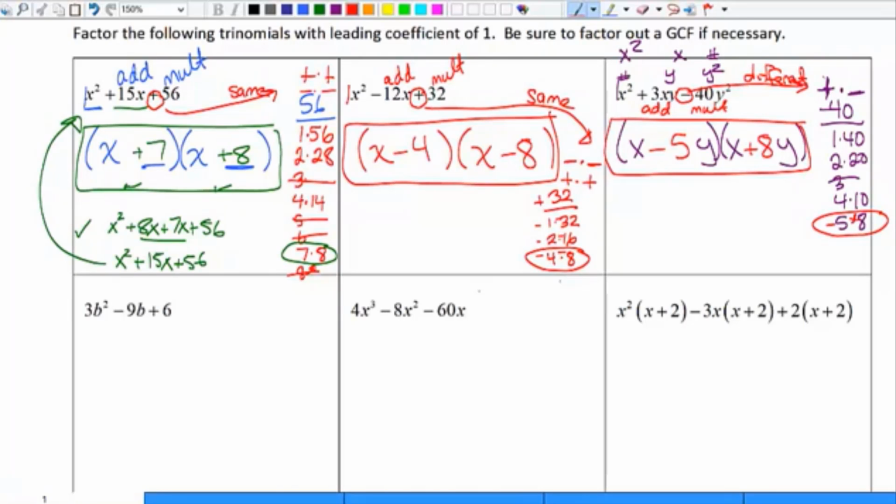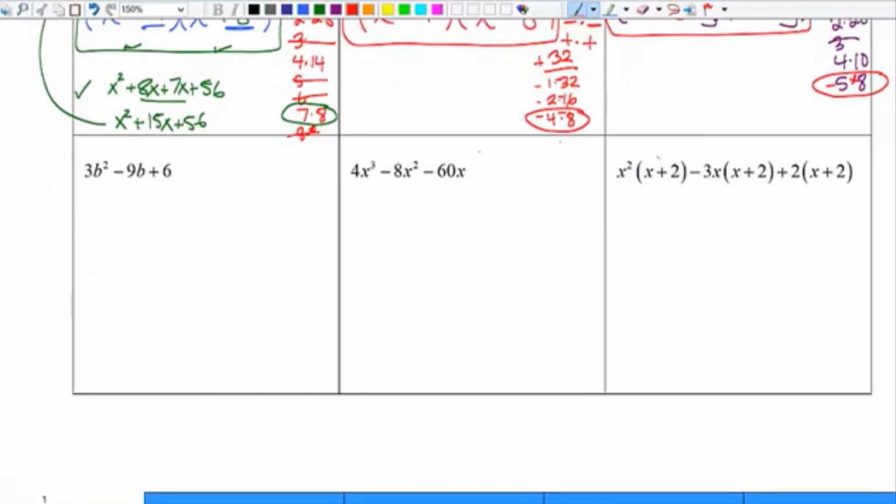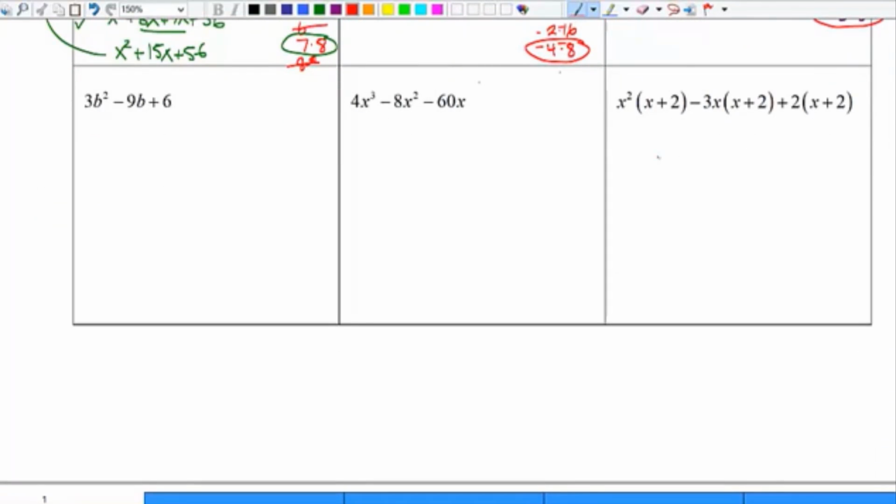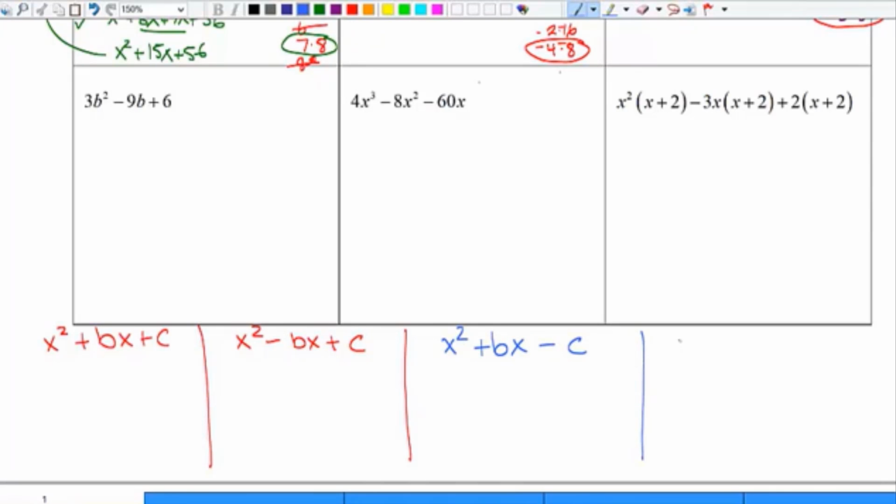If your second sign is positive, then your signs in your answer will be the same. If the second sign or the sign of the third term is negative, then your signs will be different. So before I do the next three problems, I'm going to scroll down here and show you some examples. So the four types of problems are going to be x squared plus bx plus c, x squared minus bx plus c. Then we could have x squared plus bx minus c, and x squared minus bx minus c.